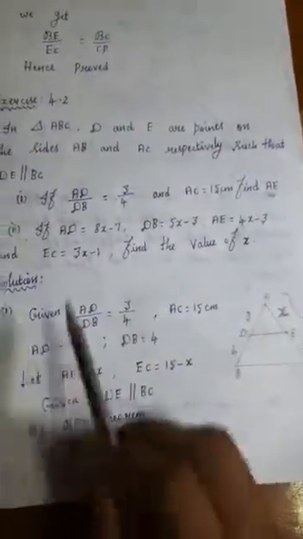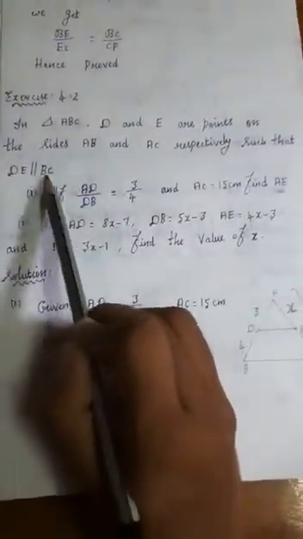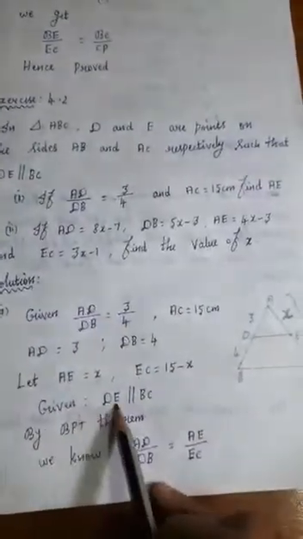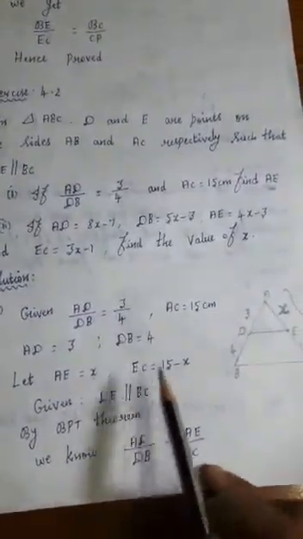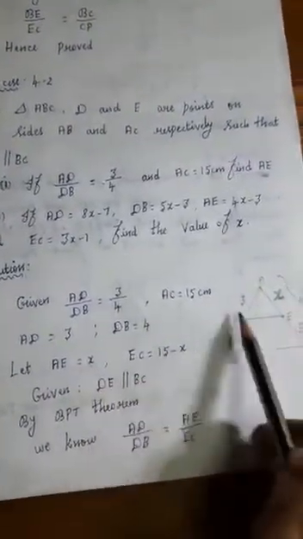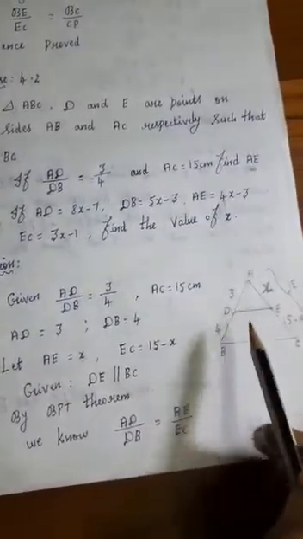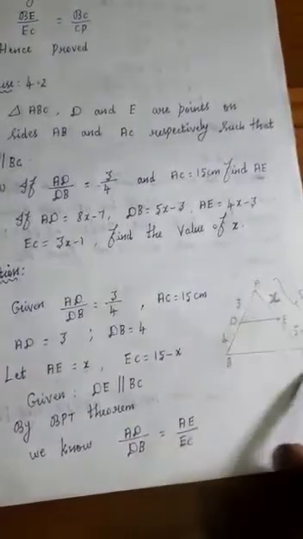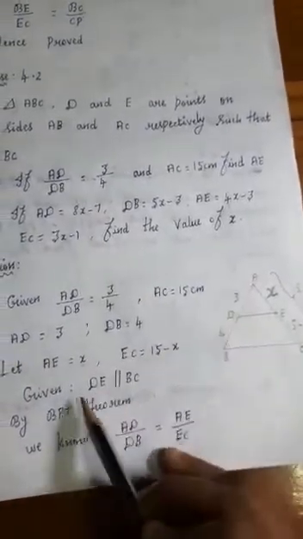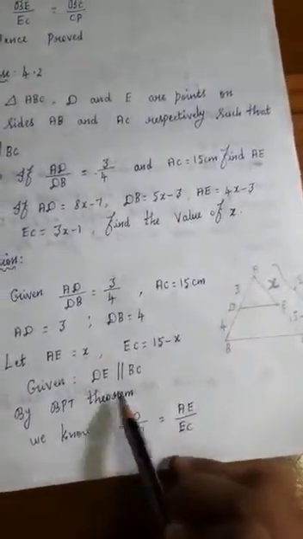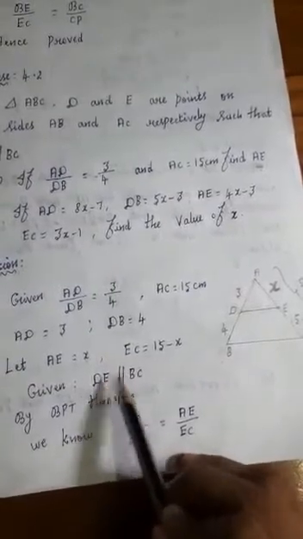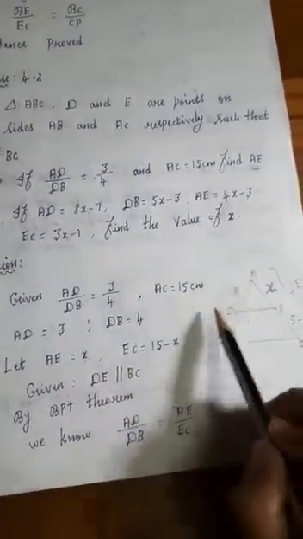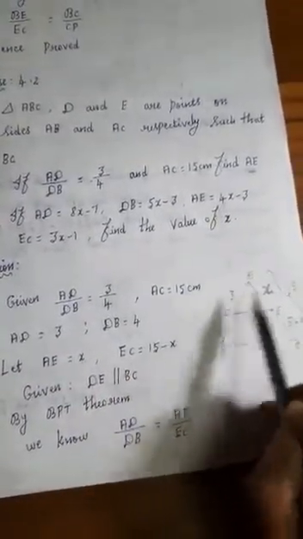Okay, so in our question they have given that DE is parallel to BC. So we use the BPT theorem. You know that since DE is parallel to BC, it divides the sides in the equal ratio. So this is the given part. By using the BPT theorem, these two lines are parallel, which means it divides the sides in the equal ratio.